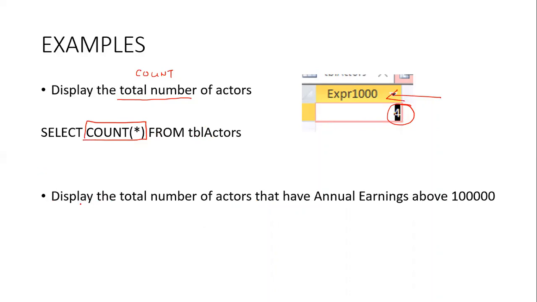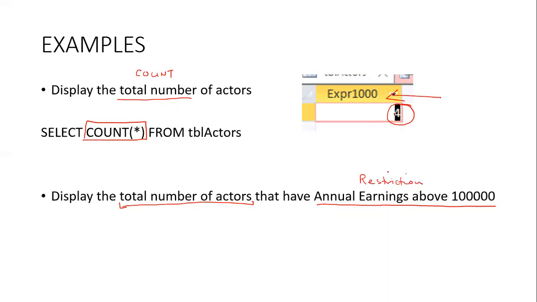In the next example, display the total number of actors, which is similar to the previous example, but they must have an annual earning above 100,000. So this is our restriction.